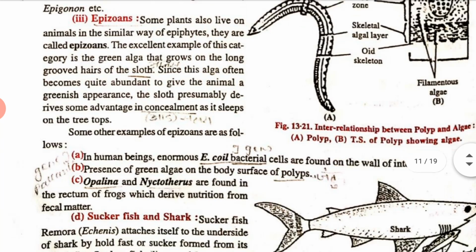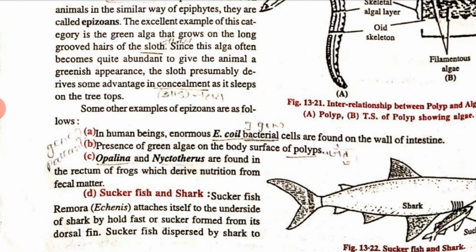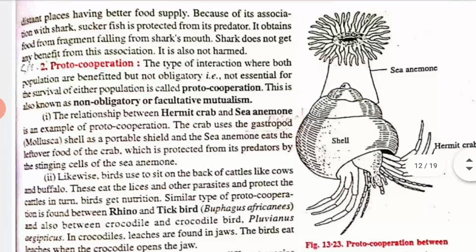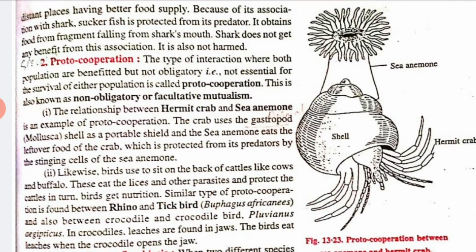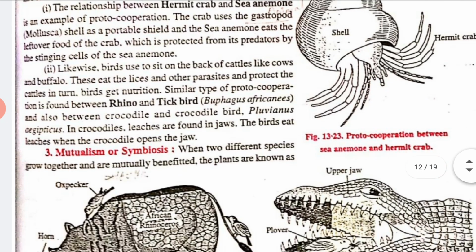Okay, now next protocooperation. What is protocooperation? Protocooperation means this type of interaction where both populations benefit but it is not obligatory, means it is not essential for the survival of either population. It is called protocooperation. Okay, and this is known as non-obligatory or facultative mutualism. Okay, so some examples are given here, you can see.